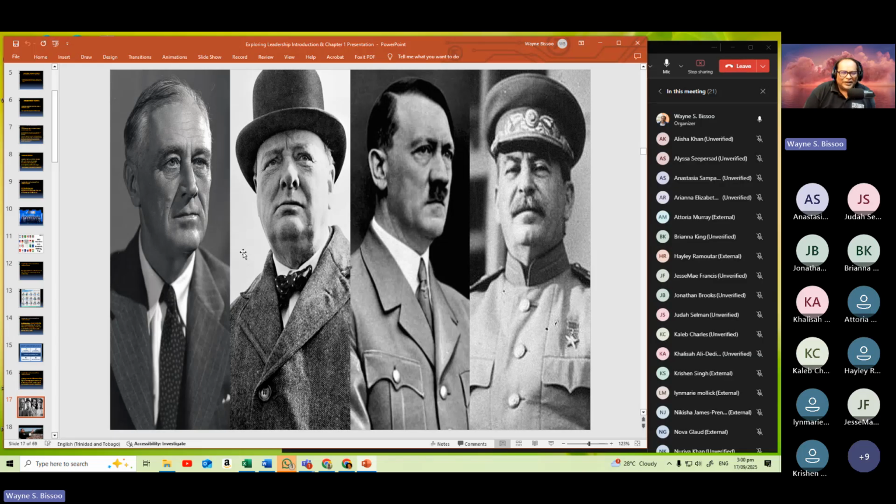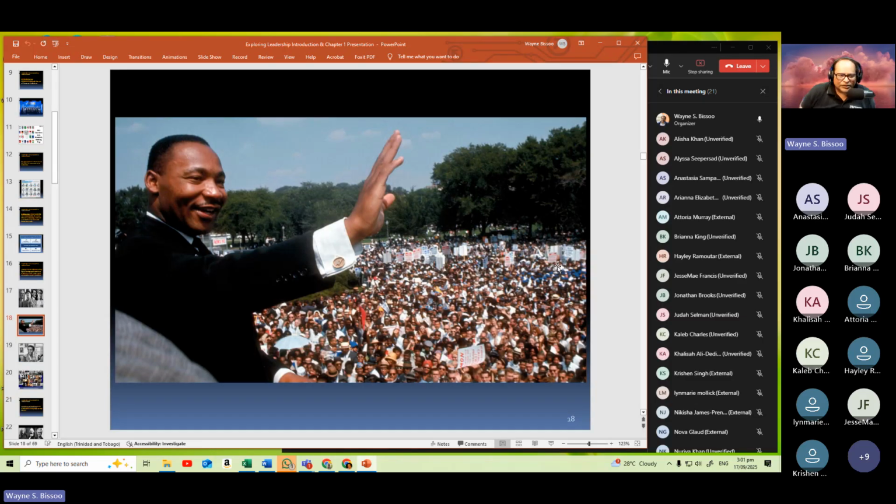All right. So again, the concept here is that these four gentlemen rose to prominence because of an event, historically speaking, and they became the focal point around which a lot of history evolved. So this is one way in which you could look at that. What about this gentleman here? Anybody familiar with him?